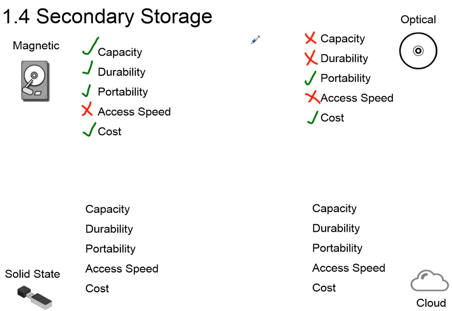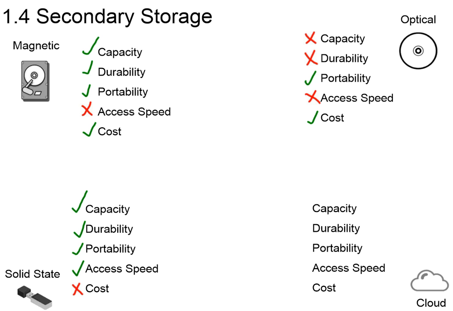Okay, solid state. Capacity, very high. Durability, some cheaper USB sticks can be snapped, but generally they have a good durability, especially external SSDs. Portability, very good. You can fit a USB stick in a pocket. Access speed. So out of all of them, solid state is the fastest to access. But the only downfall for solid state is the cost. Like I said, it can be 4 times as expensive as magnetic storage.